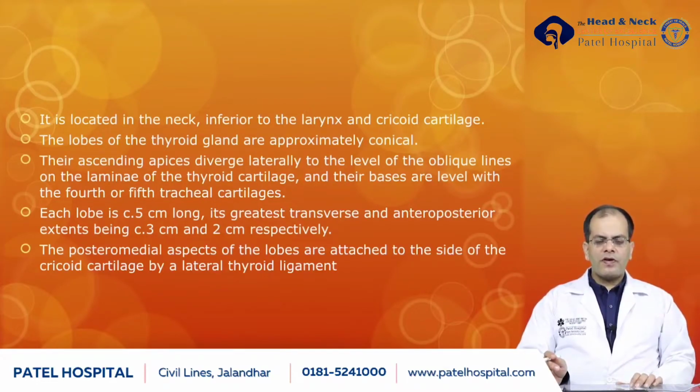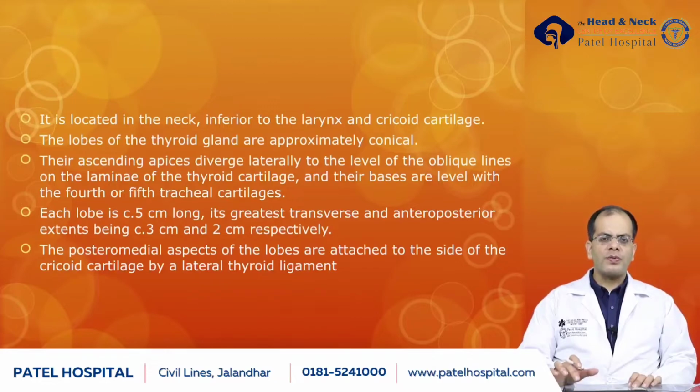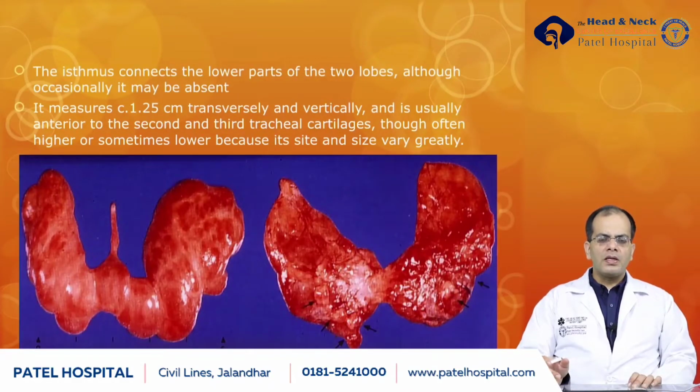Each lobe is about 5 by 3 by 2 centimeters in dimension, and this is important. When you do your ultrasounds and when you look at your thyroid pathology, you should know whether or not you are dealing with an increased size of the thyroid gland. Not just the radiologist, but you should be able to appreciate that as well.